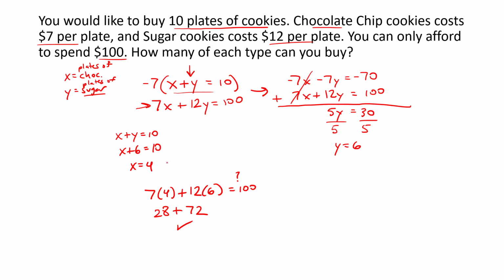So the answer is, and you can just label your variables, 4 plates of chocolate chip and 6 plates of sugar cookies. And we've maximized, we've spent all the money that we had, and we got as many plates as we needed.